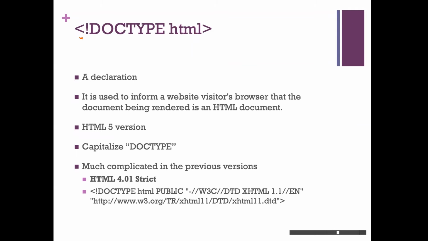The first line is this. This bracket with the exclamation mark that says doctype space HTML, this is what we call a declaration. And this is the line that lets a browser read this document as an HTML document. In other words, without this declaration, the web browser will not be able to understand what you wrote as HTML. So it's a must.